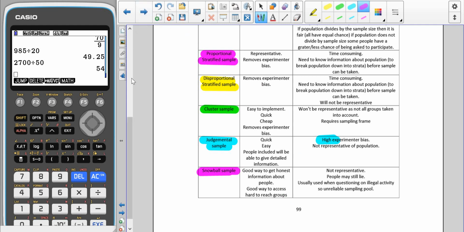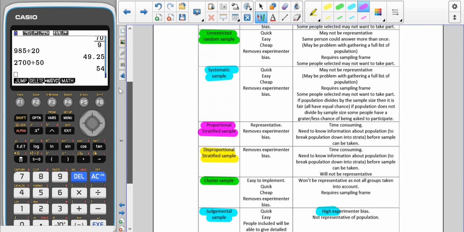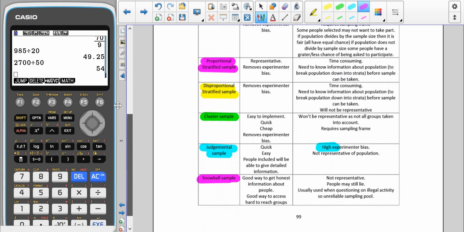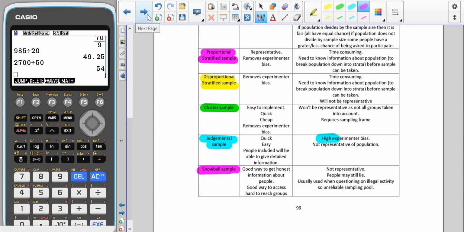So that's the pros and cons of the different sampling methods that we've talked about. We're now going to have a look at an example of how we would perform each of these sampling methods.